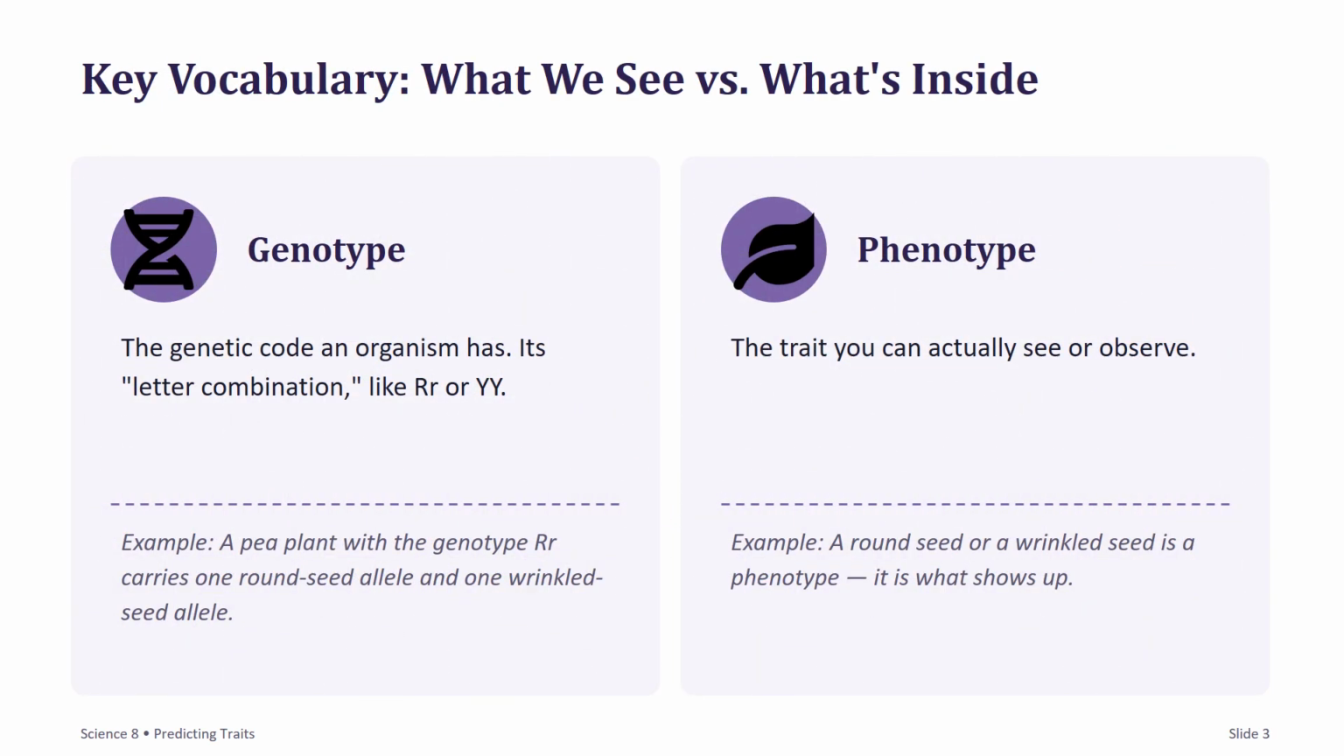Let's learn two important words, genotype and phenotype. Genotype is the genetic code an organism has. Think of it as a letter combination, like RR or YY. For example, a pea plant with the genotype RR carries one round seed allele and one wrinkled seed allele. Phenotype is the trait you can actually see or observe. For example, a round seed or a wrinkled seed is a phenotype, because it is what shows up on the outside. So remember, genotype is the hidden code inside, and phenotype is what we can actually see.